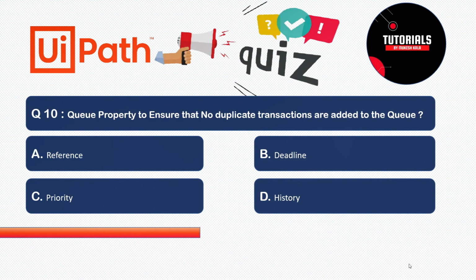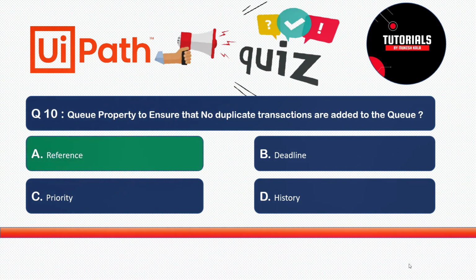So if I want to have no duplicate transactions, I need something called unique reference, right? Unique reference is a property in the queue. If we enable that, no duplicate items can be added to your queue. So the correct answer is option number A. We are done with 10 questions, and I hope you guys are managing your scores, right, and without any cheating, right?